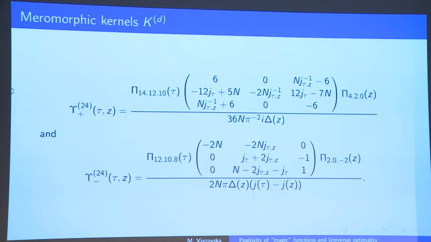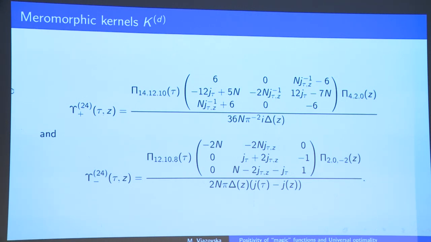Sorry, is there supposed to not be a J of tau minus J of z in the denominator? Oh, yes. Maybe it just disappeared somewhere, or maybe it got absorbed somehow. No, probably not. Okay, here there is minus one, two, so it's already in here. We see that in dimension 24 we have more poles, and the expression got a bit more complicated, but not too much.